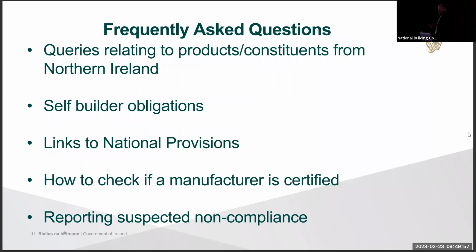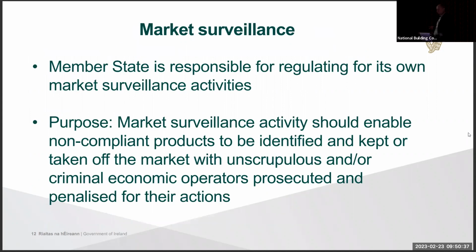We also, in that guidance document, have the frequently asked questions that have come to our attention. Due to Brexit, we often get questions related to what is the status of buying or importing products from across the border from Northern Ireland. If I'm a self-builder, how does this apply to me? Where can I find links to these national provisions? How can I carry out my own checks to see if a manufacturer is certified or not? And where I suspect something is non-compliant, what are my options for reporting it into the regulatory system?